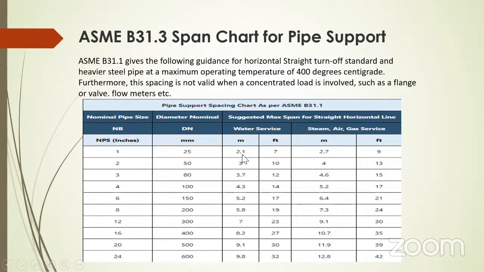If it is a water service, the suggested maximum span for straight horizontal length is 2.1 meter. Up to 2.1 meter for a 1 inch pipeline, there will be no support. This is the support to support distance, 2.1. If it is a vapor phase, then it will be 2.7. You can go for 2.7 based on the sizes and the service. The support to support distance will vary based on that, and we have to provide the structural member accordingly.